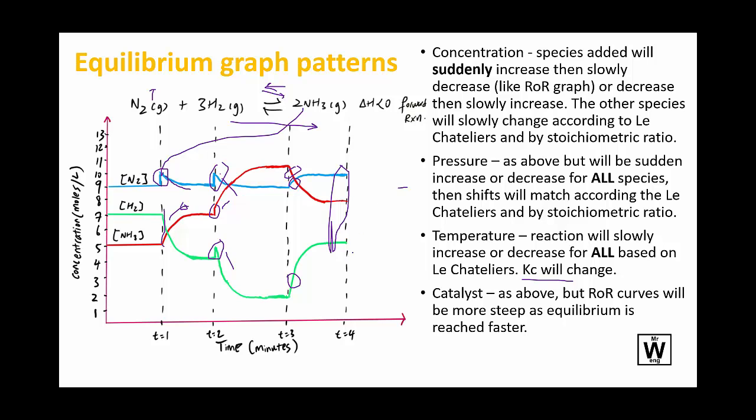Okay, and last of all, the catalyst. If it is far more steep than it has been with these ones, then that indicates that there is a catalyst. It's reaching equilibrium faster. Okay, so hopefully you integrate that with all the other previous videos.